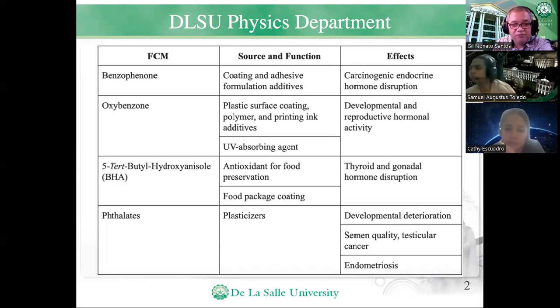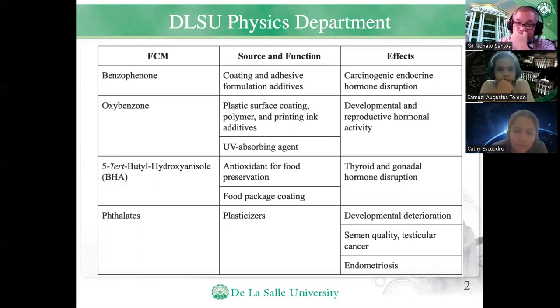Then we have BHA, the 3-tert-butyl-4-hydroxyanisole. It's an antioxidant for food preservation and for food package coating. Its effect is thyroid and gonadal hormone disruption. Then this one is phthalates, which are used as plasticizers. Its effects are developmental deterioration, poor semen quality, testicular cancer, and endometriosis.